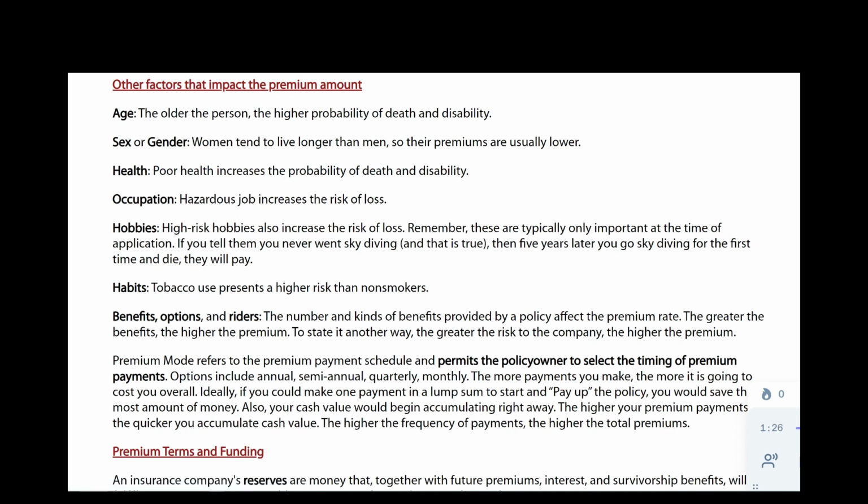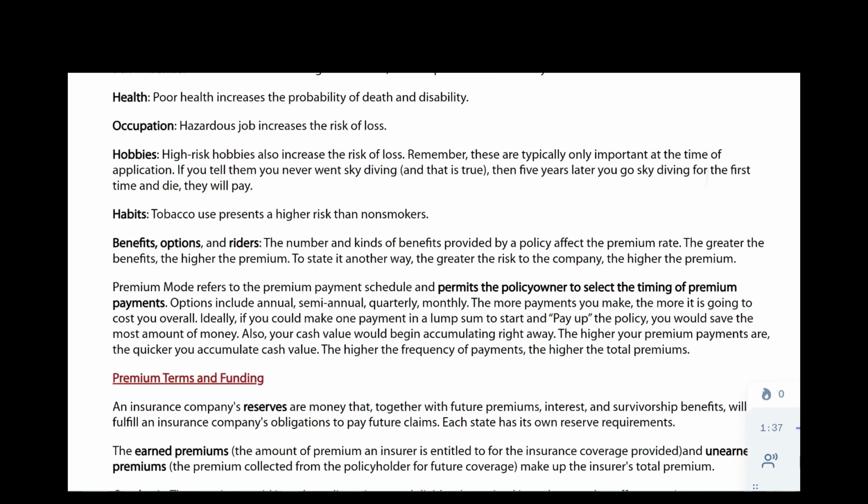Benefits, options, and riders. The number and kinds of benefits provided by a policy affect the premium rate. The greater the benefits, the higher the premium. To state it another way, the greater the risk to the company, the higher the premium.